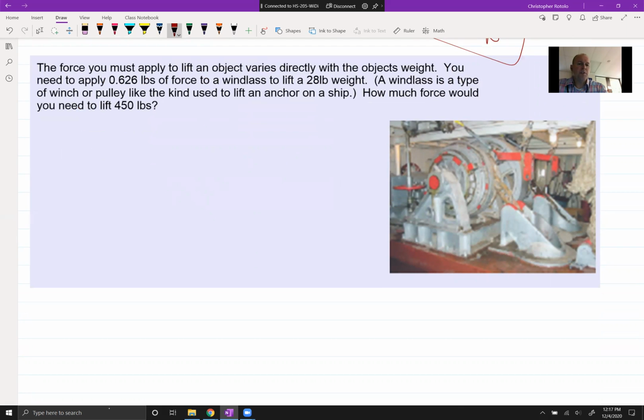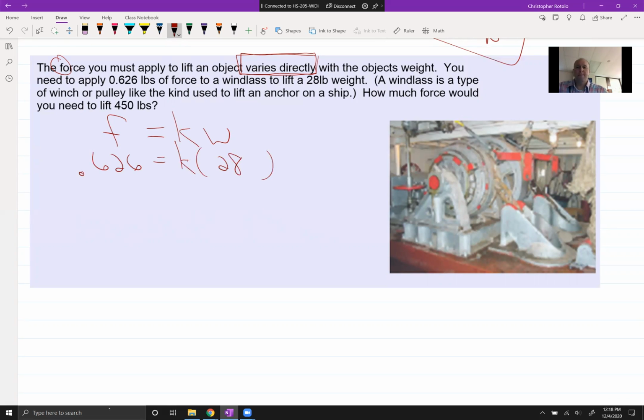Okay. The force you must apply to lift an object varies directly. And this doesn't have anything to do with the Navy. Varies directly. There it is. So y equals kx. We have the force you must apply, and it varies directly with the object's weight. You need to apply 0.626 pounds of force to lift something that is 28 pounds.